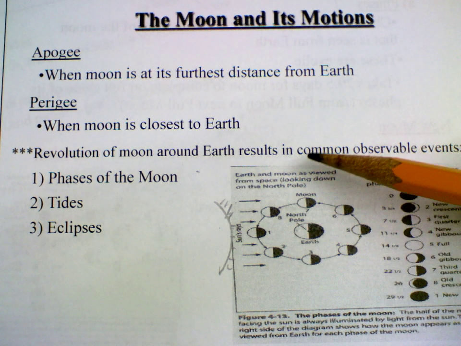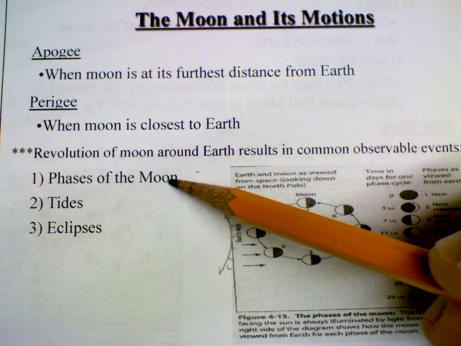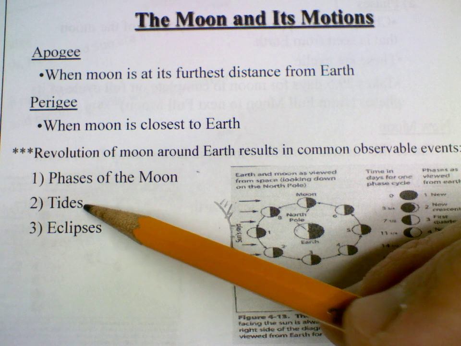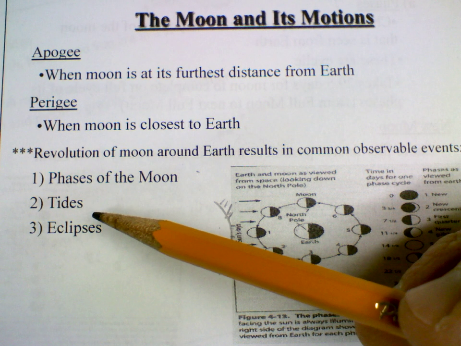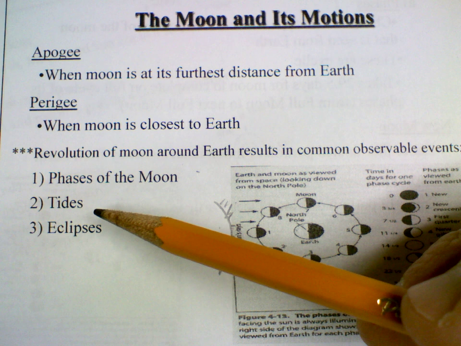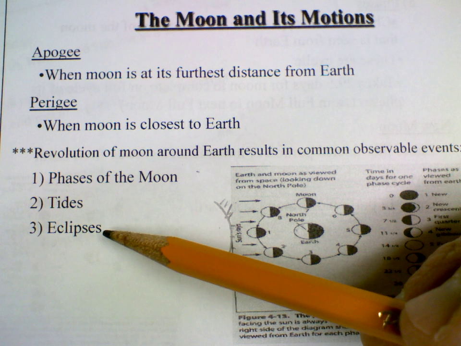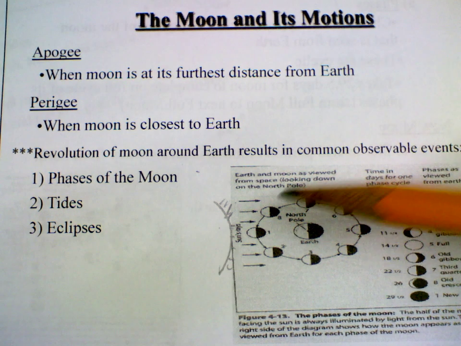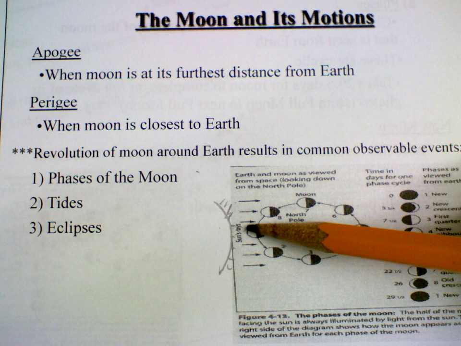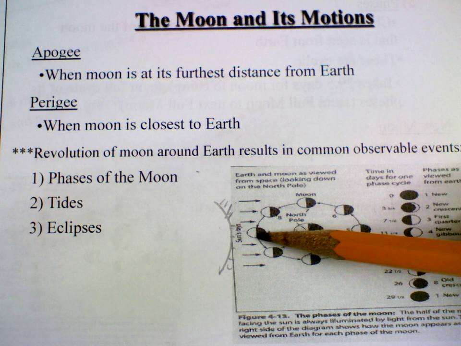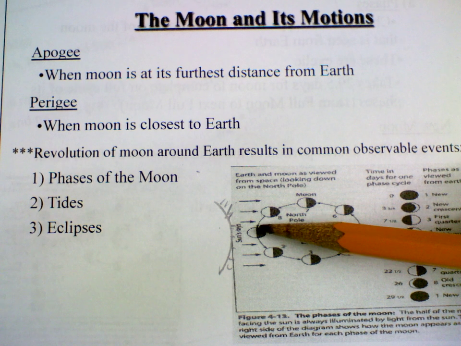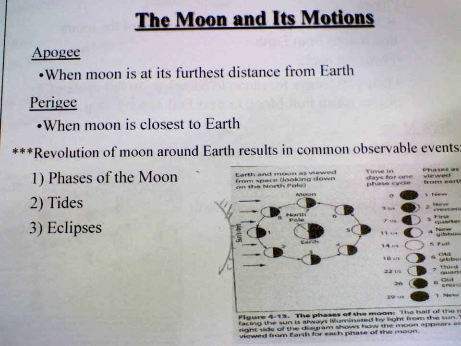And the revolution of the moon around the Earth not only causes the phases, but its gravitational pull on us causes tides. And we see a high tide every day and a low tide. We actually see 2 high tides, 2 low tides every day, and eclipses. Now eclipses don't happen every month because the sun, the moon, and the Earth are not sitting perfectly in line. The moon's orbit is tilted about 5 degrees. We call that an incline. So that's why we don't get eclipses every month.